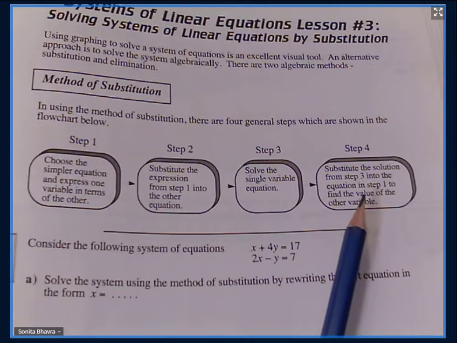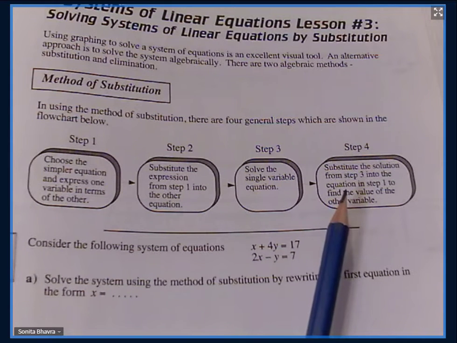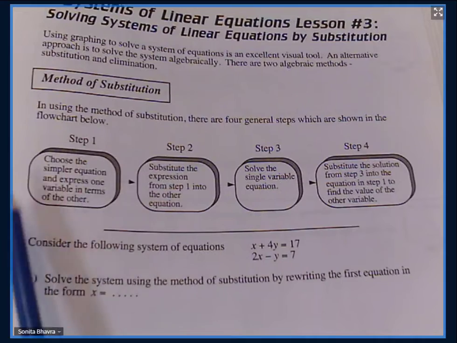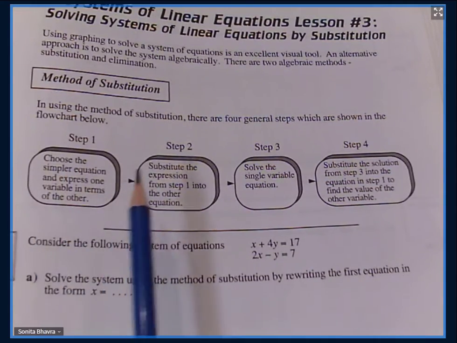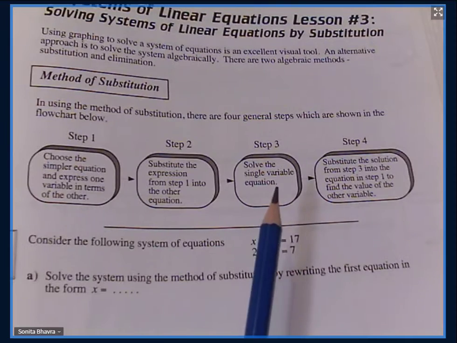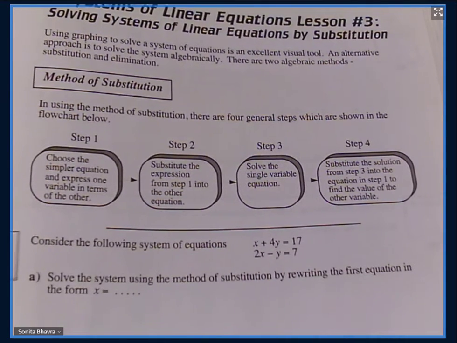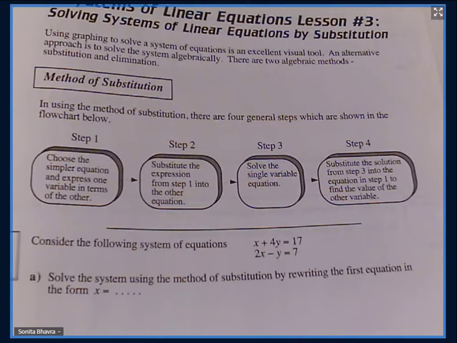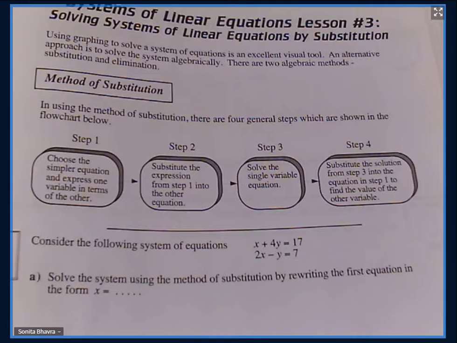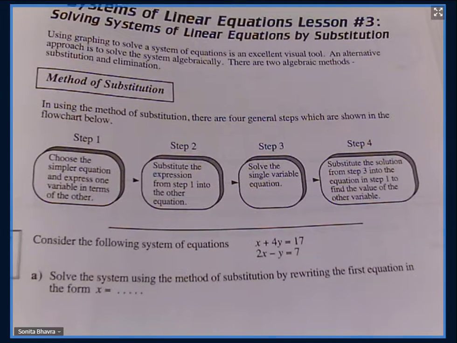After that, you're going to take that value that you just figured out and you're going to substitute it from step 3 into the equation that you used in step 1. And then you can find the value of the second variable. And then you'll have solved for both x and y, or both the variables, and that will be the solution to that system of equations. So let's take a look at our first example.